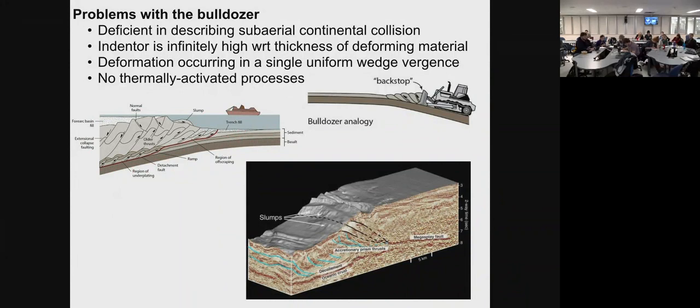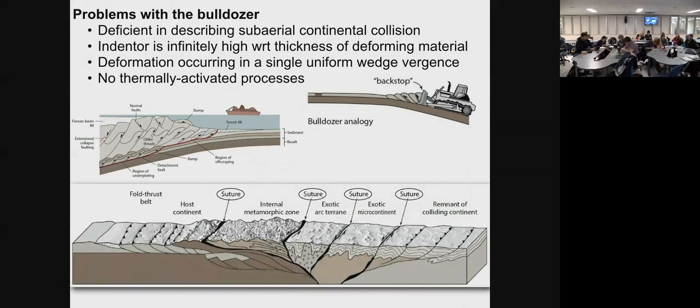However, if you're looking at large orogenic processes, I've listed here four major pitfalls of this model. The first concerns the lack of subaerial processes, such as erosion. Not necessarily directly linked to this model, very importantly, the indenter, which is the height of the shovel, has to be much greater than the material being pushed. There's absolutely no migration of material over the backstop in any of these models. The deformation is occurring in a single uniform vergence propagating towards the foreland. And finally, in this critical taper system, everything is mechanical. There are no thermal processes operating at all.